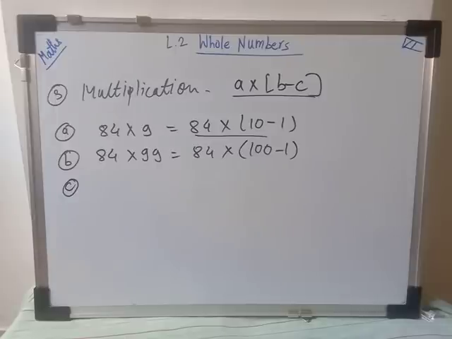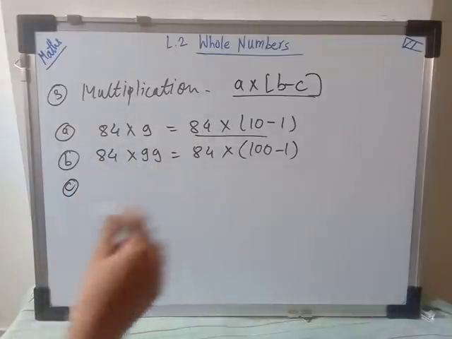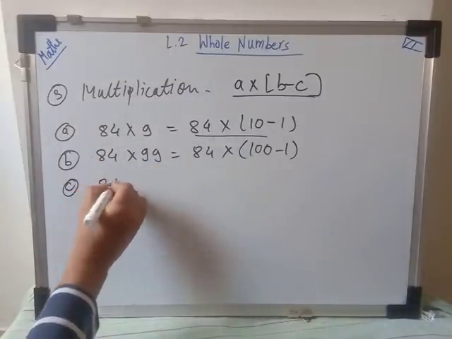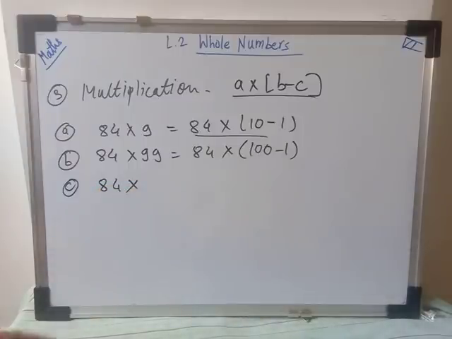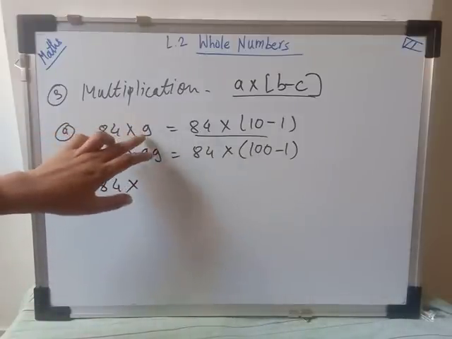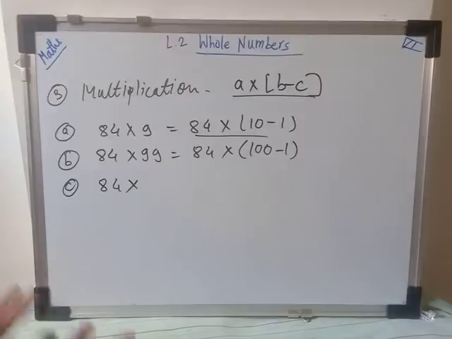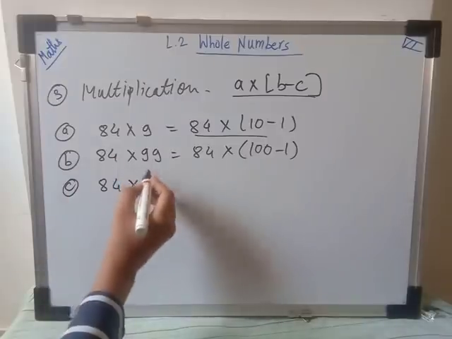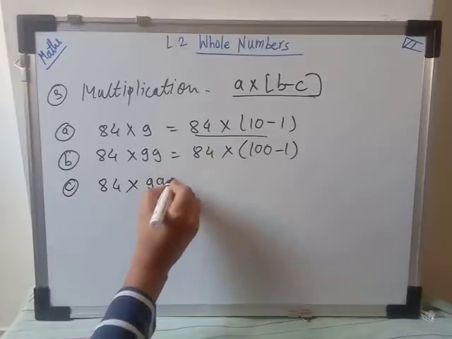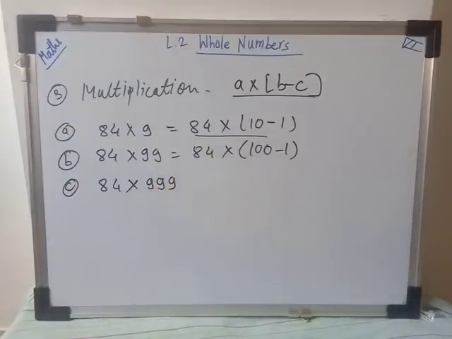So we have observed that 84 is the common number. So I'll write here 84. Then the second number: in the first one they have taken 9, the largest one-digit number. After that 99 is there, the largest 2-digit number, which means in the third level we have to take the largest 3-digit number. So that is 999.